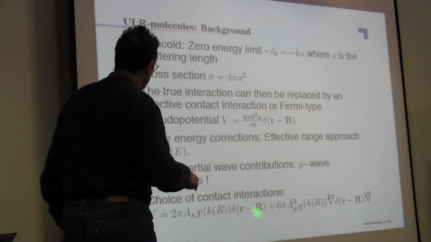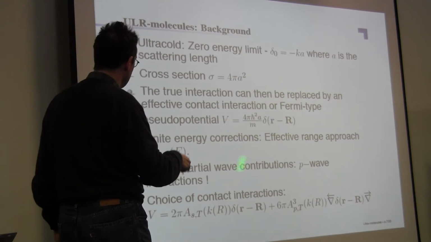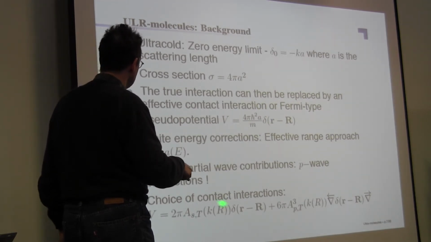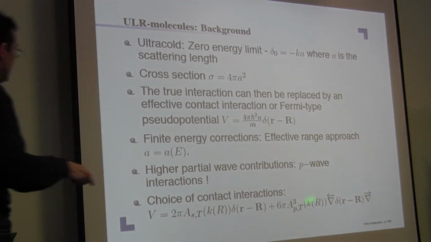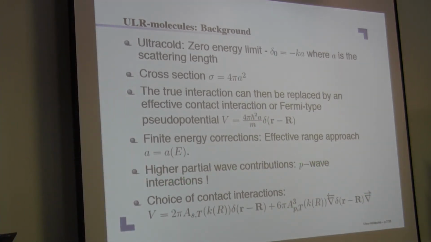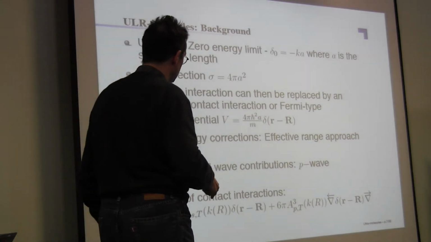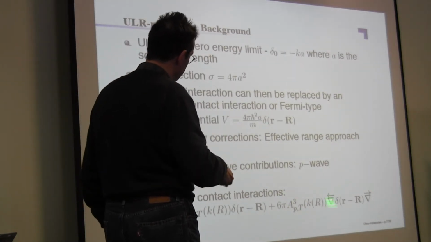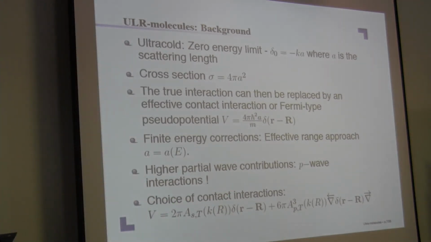This is the one part which is the delta interaction due to the S-wave scattering, this part with the correct energy dependence of the S-wave scattering length, and the second part is the P-wave interaction. This has more derivative operators in it, which come from the fact that you have to have a proper choice of the volume and a proper choice of the boundary conditions. Okay, so this is what we use as an interaction for the electron scattering from the neutral perturber.